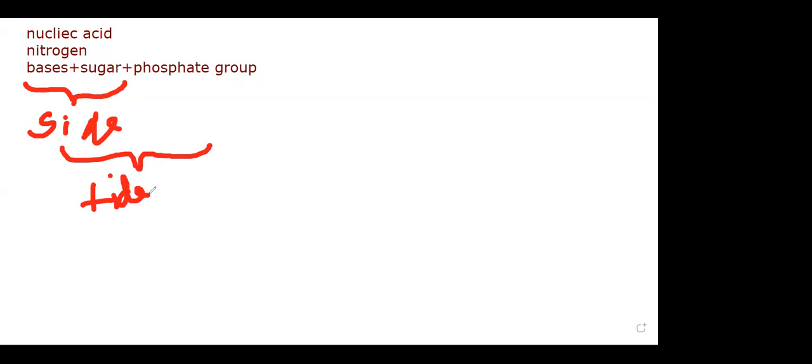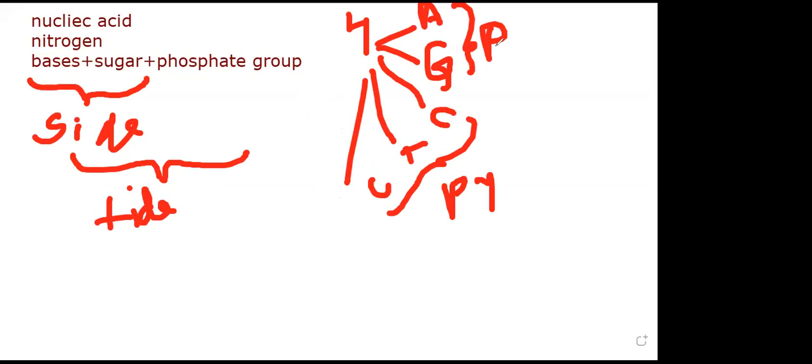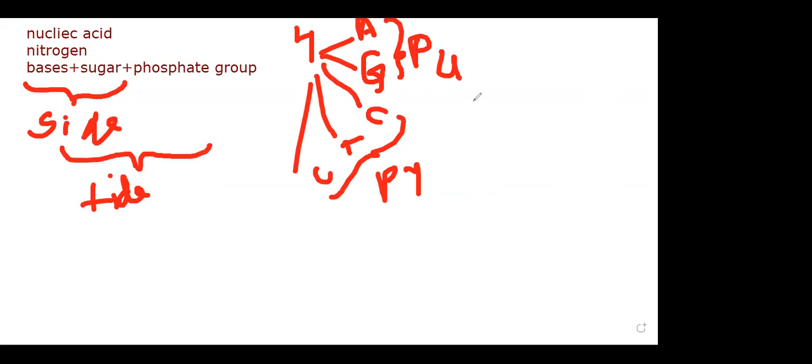When you come to the nitrogen bases, we are having four different varieties of nitrogen bases. They are adenine, guanine, cytosine, thymine, uracil. These three are considered to be pyrimidines. These two are called purines. Purines and pyrimidines are the two different types of nitrogen bases available in nature.